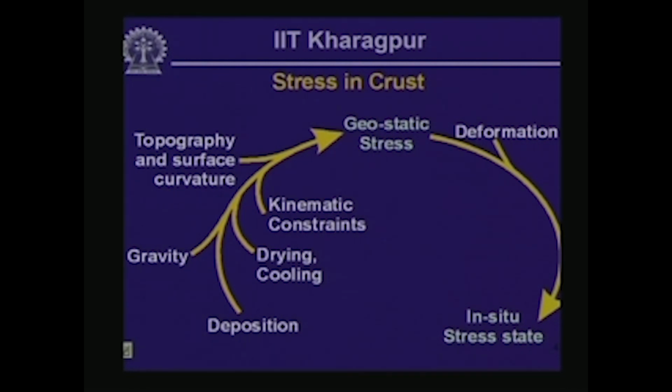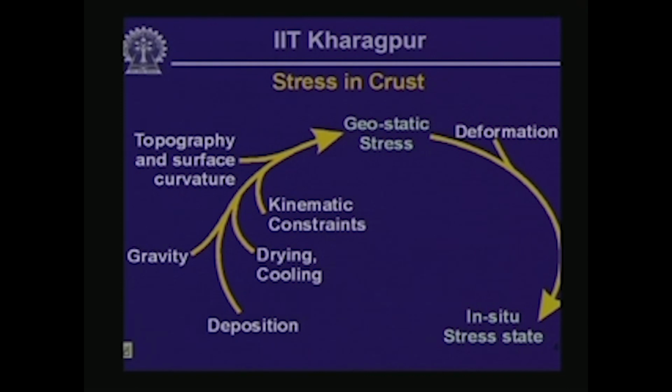Gravity plays a major role. Then topography and surface curvature is another important aspect that controls the development of the state of stress within the earth's surface. And kinematic constraints, whether during the depositional process we are allowing any grain movement in a certain direction, or we are restraining the grains that are being deposited from moving in a certain direction. That particular aspect also affects the development of the state of stress.